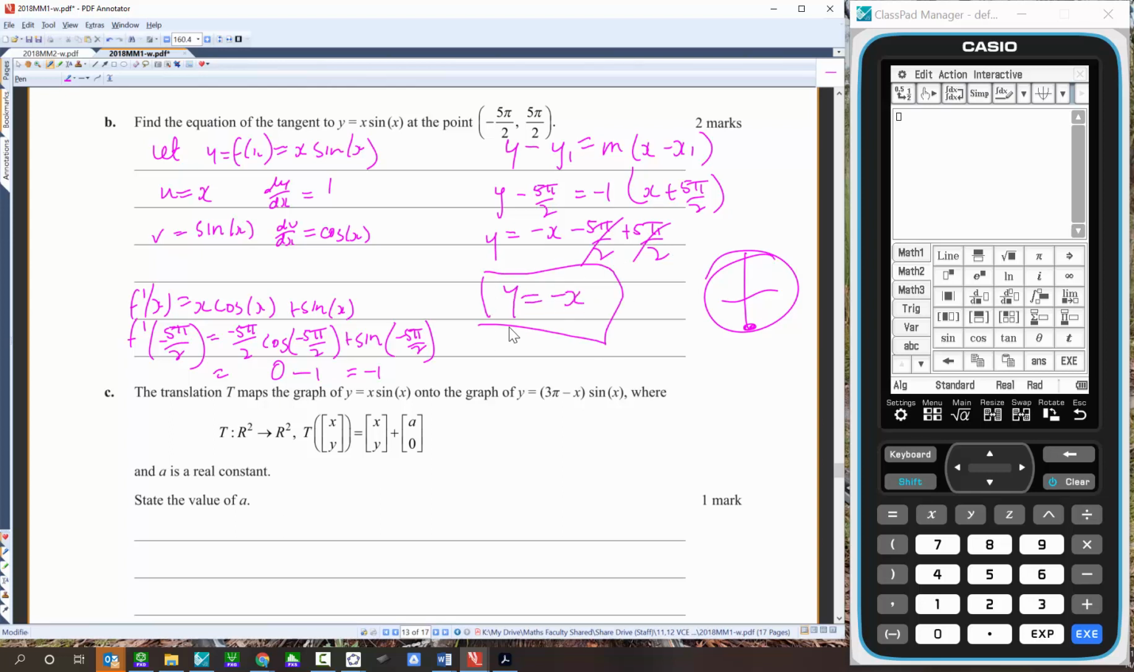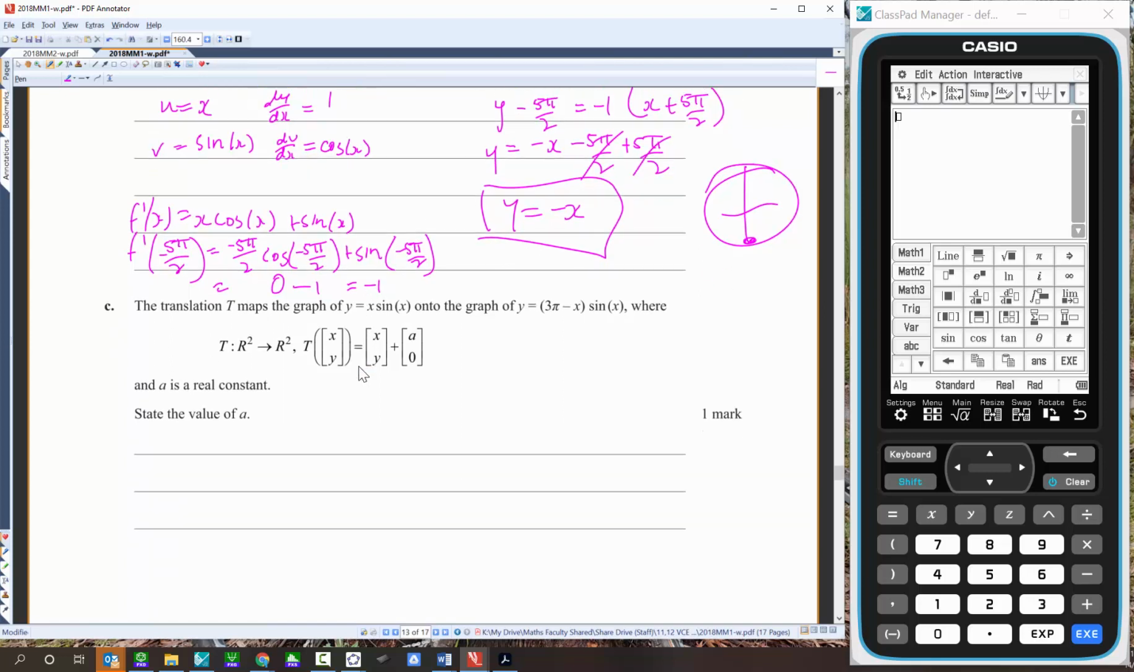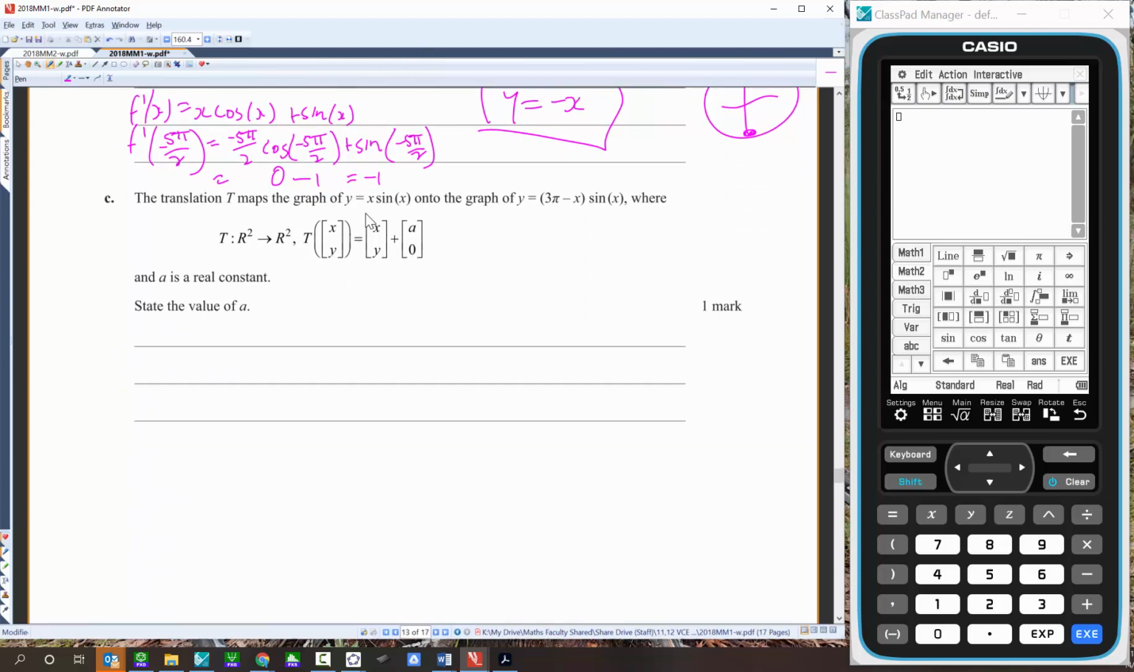Here is this. So it seems a little bit weird to find that, but that probably will come into play a little bit later on, we'll see. Okay, we've got a translation T that maps the graph of this onto this, where A is a real constant. So we want to take this graph here, the original graph, onto some sort of new graph. And they're telling us that it's a translation. All right, so here's our original graph, x sine x, and we want to send it to this one.